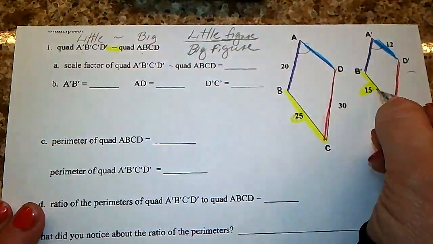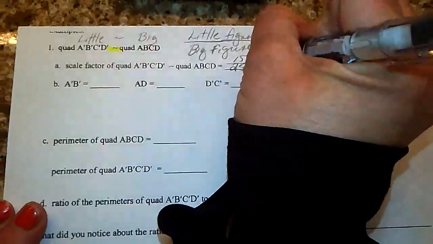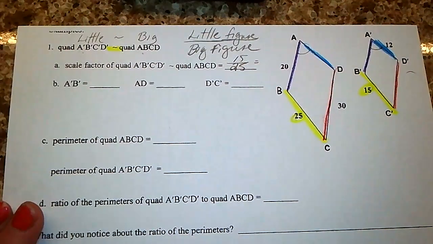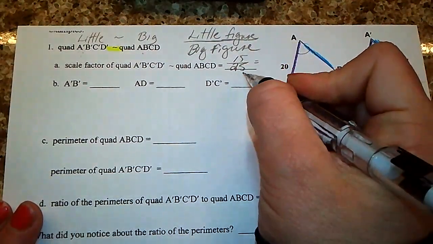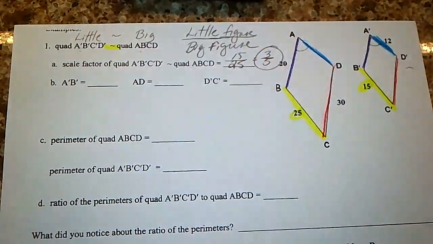Little figure over big figure. Okay, so little figure is 15 over the big figure is 25. But remember, scale factors have to be reduced. So 15 over 25, 5 goes into both, and we get 3/5 as our scale factor. Okay, now we're going to use that scale factor to find missing sides.